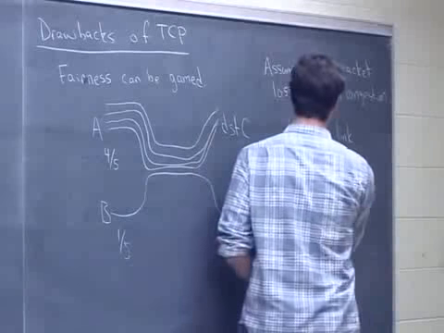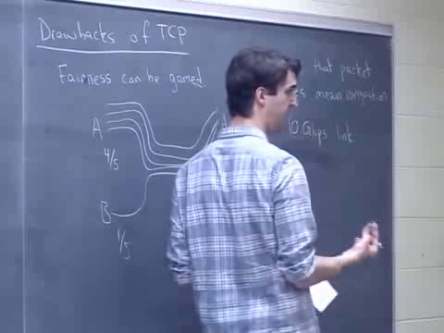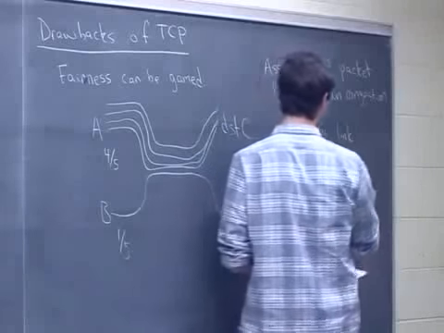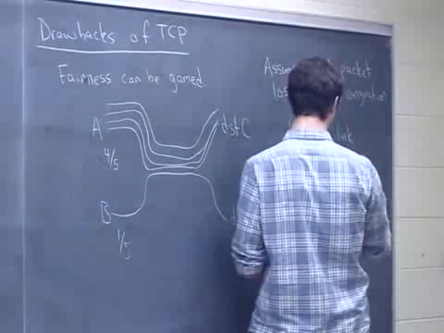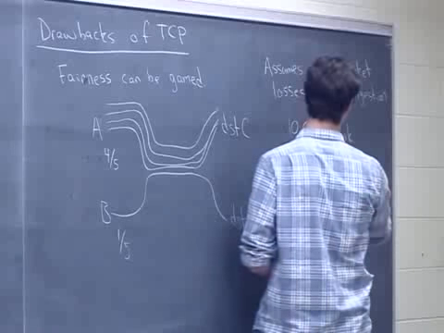And so, because of this very high rate, any packet loss causes you to drop your window significantly, right? So let's assume we have this 10 gigabit per second link, and let's assume that each packet holds 1,500 bytes.